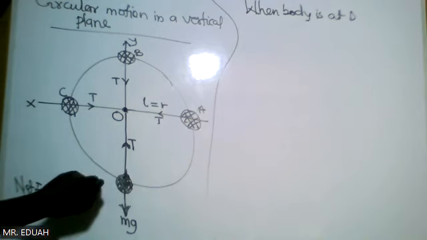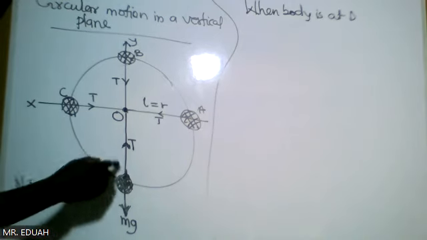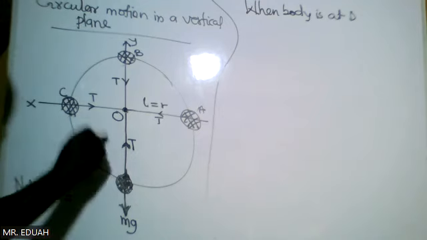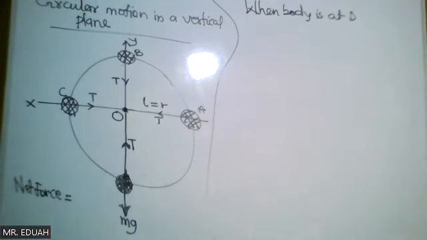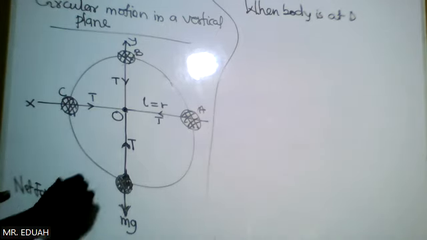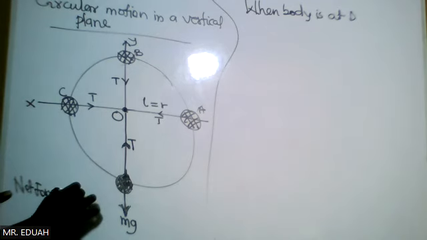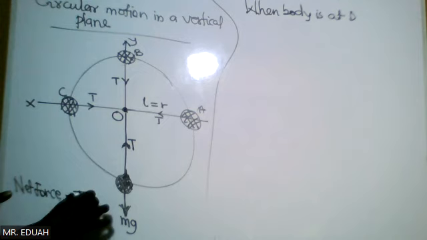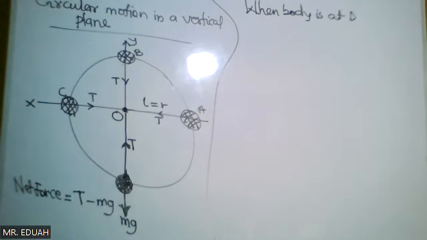So if T is equal to mg, net force is 0, there is no net force providing the centripetal force which keeps the body in motion. So for the body to actually be in motion, the tension must be greater than the weight. So the net force will be T minus mg.